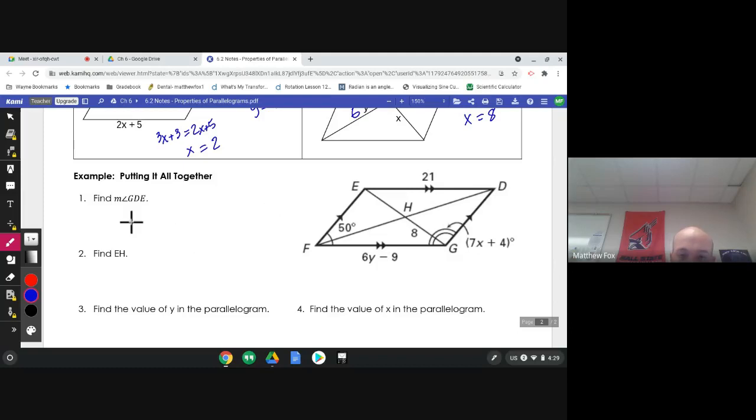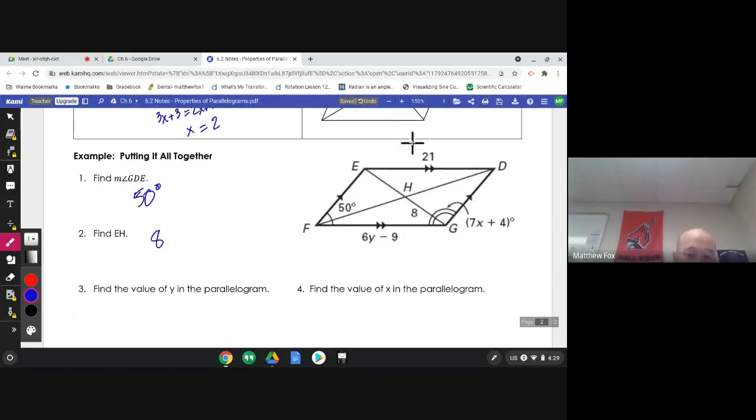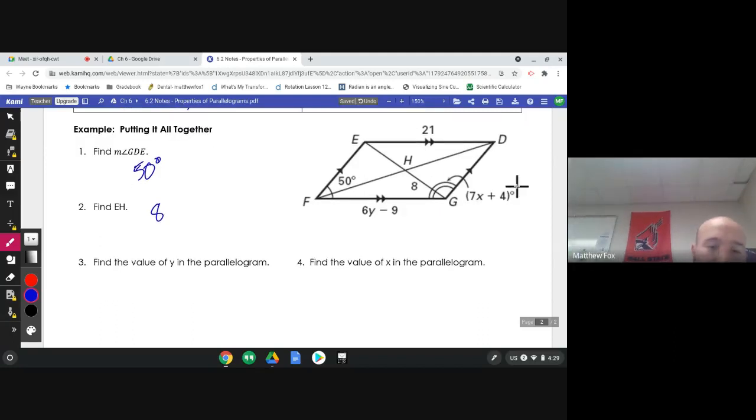Okay, so what we can do is it says find angle GDE. So GDE up here, we know hopefully right from the start that's opposite of the other angle, so that's 50. And we're done with that one. Now EH right here, this is part of the diagonal, which is bisected, so that'll be 8. Pretty easy. Find y. Y is along the bottom here, 6y minus 9. We know that's the same as this side, the 21. So we can just set those equal. Add the 9 over. Get 30 equals 6y. Divide by 6. We get y equals 5.